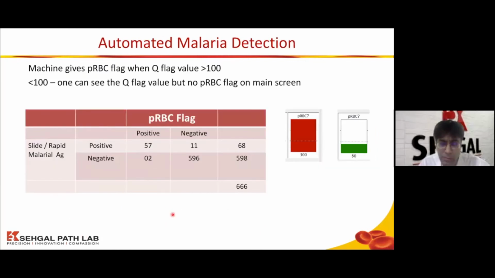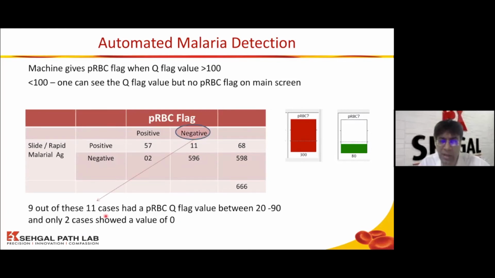Can we improve it? So for improving it, we said, okay, there were 11 negative cases where the flag was not given by the analyzer. When we analyzed those 11 cases, what we realized is that 9 out of these 11 cases had a Q flag value between 20 to 90. If it was below 20, there are a lot of false positives. So it will alter the specificity and make it worse. You don't want to oversee smears.